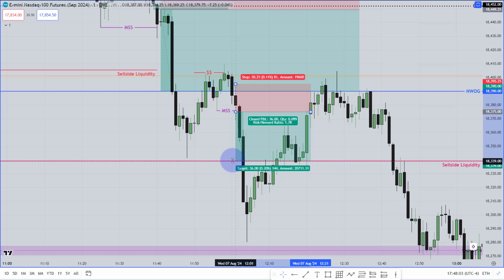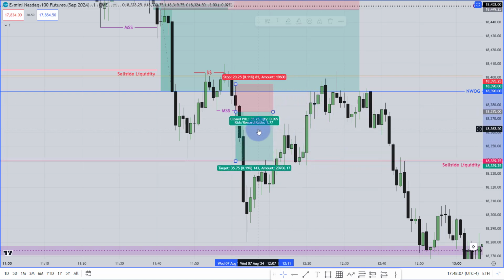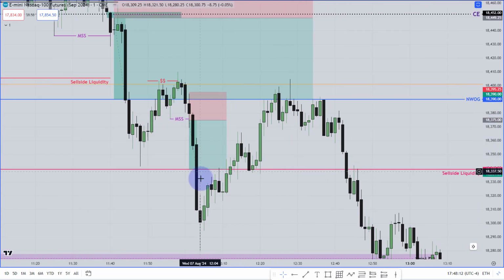What should be your target? There. This sell side liquidity. That should be your target. This is your another opportunity to take sell. 35 handle. Not bad. Then finally market reached until that area, market started to go higher.